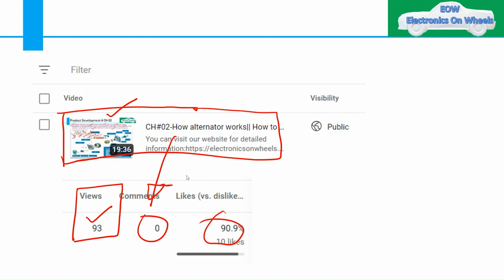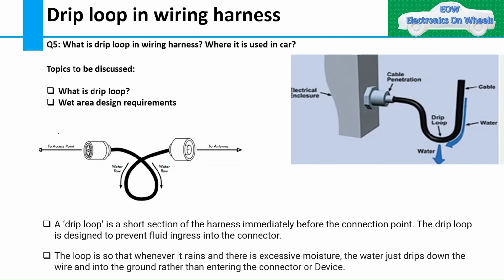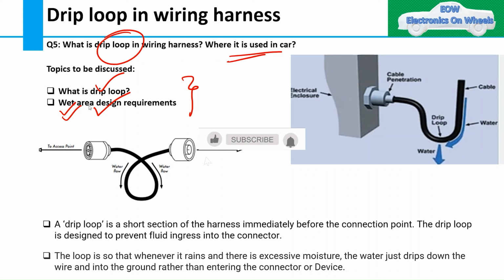So let me start with our question today, that is interview question 5, where we are going to discuss what is the drip loop in wiring harness, and where it is used in the car. We are going to discuss what is the drip loop, and what are the wet area design requirements in terms of drip loop. Once you come to know what is the drip loop, then you will come to know why we have taken the wet area design requirement, because drip loop works when you are in the wet area, and it has many examples where we have to take the drip loop in the wet area.